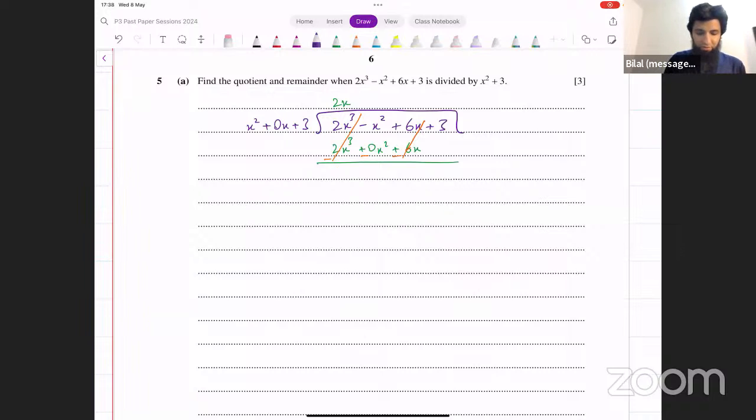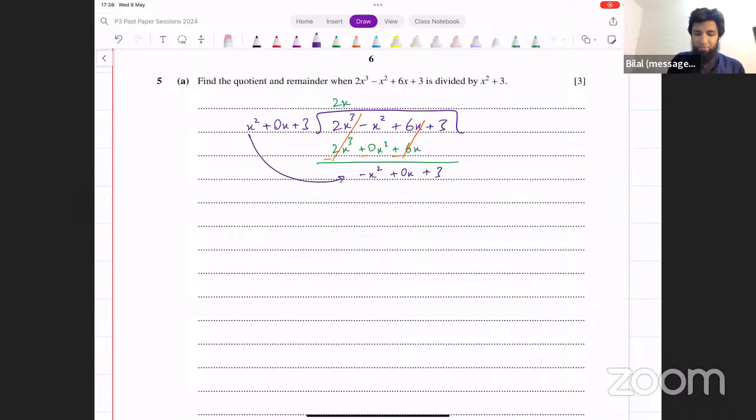Okay, so let's do this. Now let's do this division. So x squared into 2x, that gives us 2x cubed. 0x into 2x, that gives us 0x squared plus 6 times x. Now let's do the subtraction. So yeah, so we've got minus x squared from there as well. That's minus x squared, and we have plus 3 here. We have 0x in the middle.